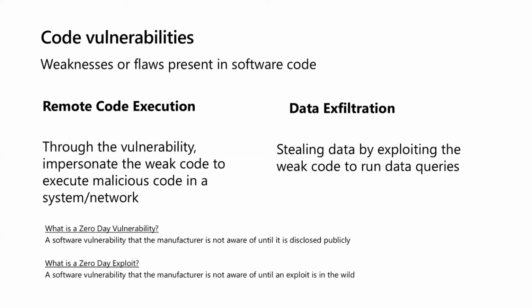There are so many kinds of attacks with zero day vulnerabilities, but 80% are RCE, remote code execution. So what is a zero day vulnerability and a zero day exploit? These are the two terms you keep talking about with your security team. It is a flaw the manufacturer is not aware of until an exploit is in the wild. That is in the definition of it. The manufacturer is not aware until it is disclosed publicly. That is a zero day vulnerability, and that is a zero day exploit.